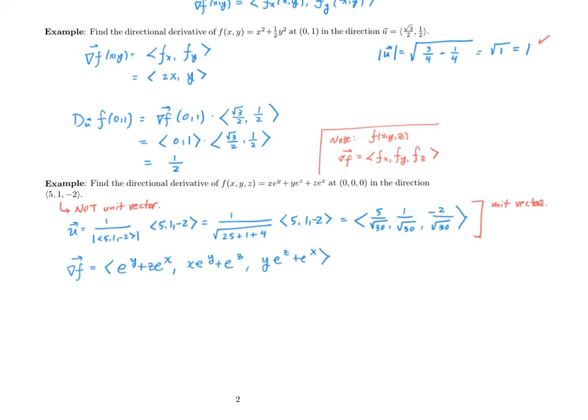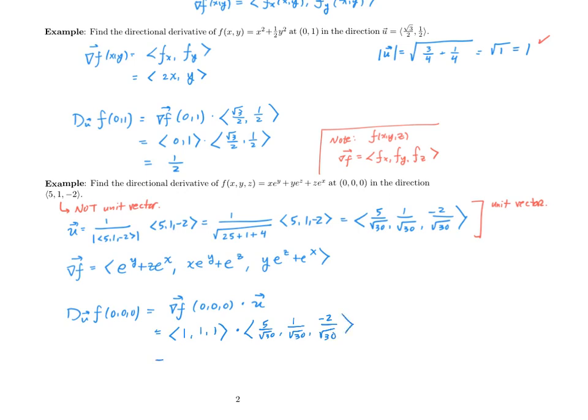Putting this all together, the directional derivative of interest, at the point (0, 0, 0), is given by the formula gradient of f at the origin dotted with u. If we substitute in x, y, and z all being 0, we end up with 1 plus 0, 0 plus 1, 0 plus 1. That is, the vector is (1, 1, 1), and we're dotting it with (5 over root 30, 1 over root 30, minus 2 over root 30).